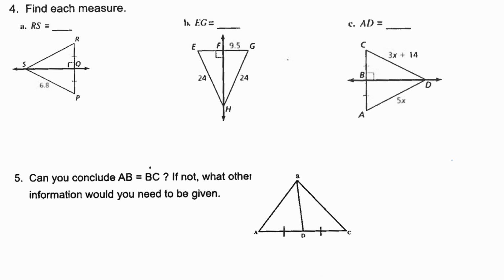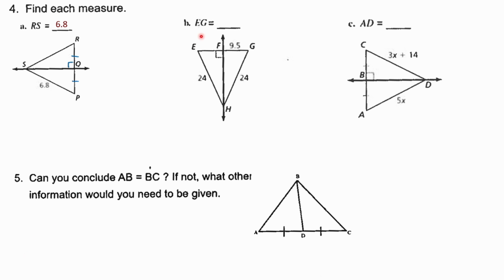So for part A, for finding the value of RS, we have this perpendicular sign here, and we have the fact that RP is being cut into 2 equal parts. That means that SQ is the perpendicular bisector, which means that SR will be equal to SP, which means that SR, or RS rather, is 6.8. Moving on to part B.